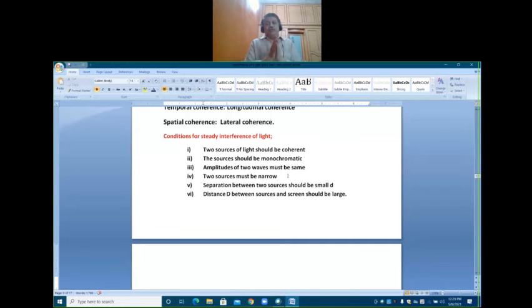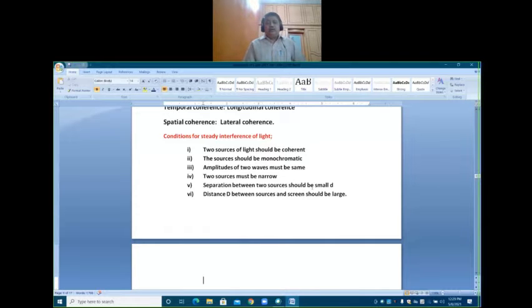So we can make the sources narrow by putting a fine slit in front of the source. We get a narrow beam from that, and that can be used as a source for a steady interference pattern.